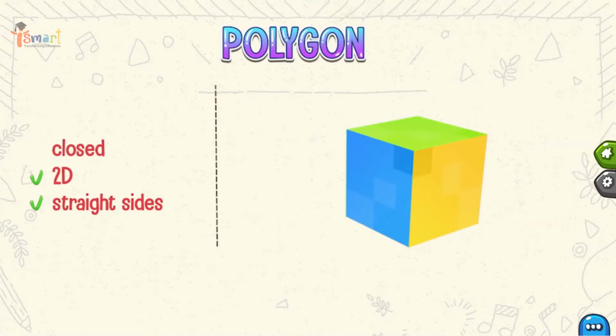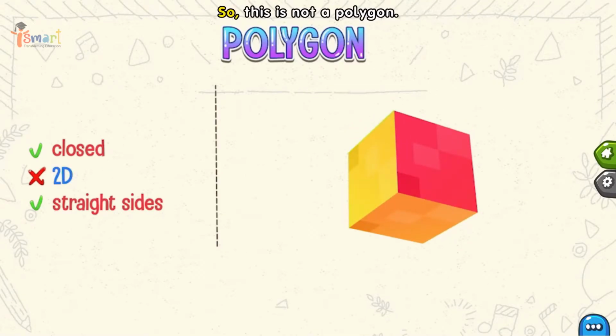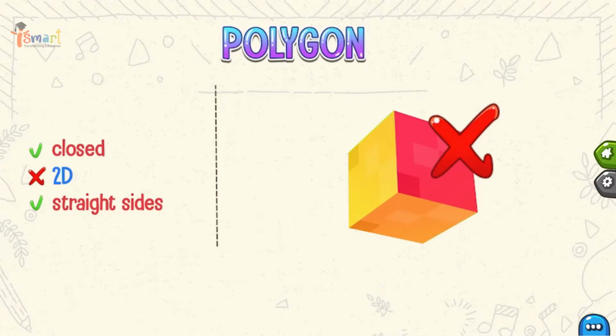Let's now do a quick check. Is this shape a polygon? It is a closed shape and formed by straight line segments, but hang on, it is not a two-dimensional shape. So this is not a polygon.